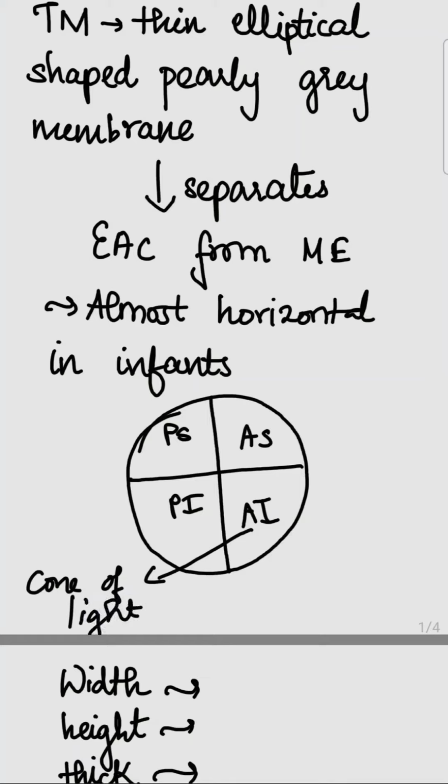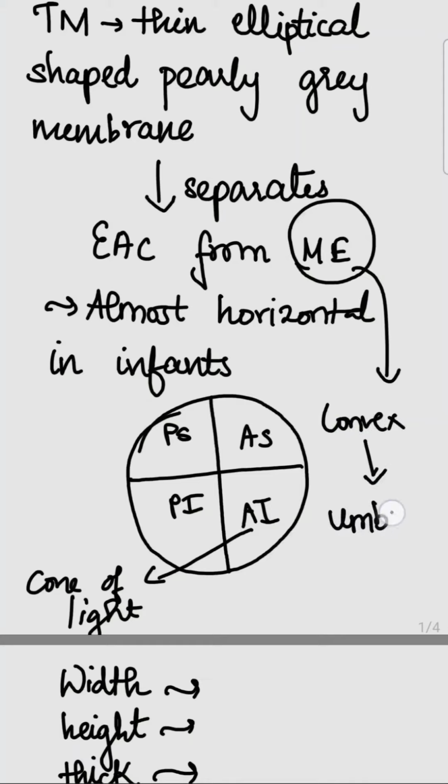The membrane is convex towards the middle ear cavity, and the peak of its convexity is present at the umbo.